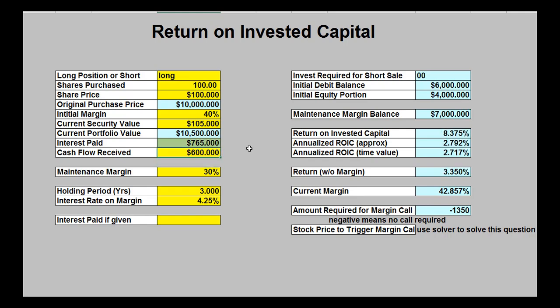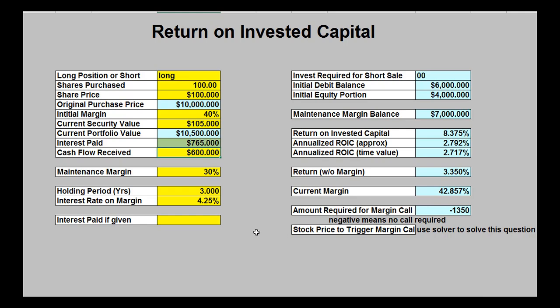So what you can see now is if we don't have a margin, we actually would make money. Now we're going to be able to offset some of the interest expense with dividends. So now we also see that across the board, this investment is going to make money. 8.375 is the return on invested capital. But when we annualize that, you see we're down to about 2.7% annualized rate of return on average per year. So what other questions can we ask?